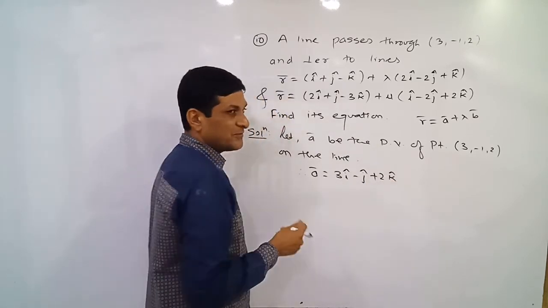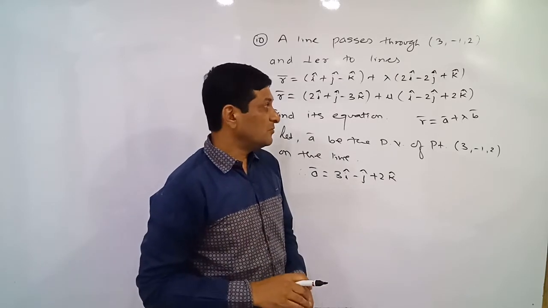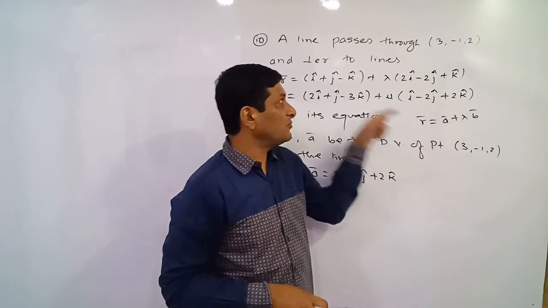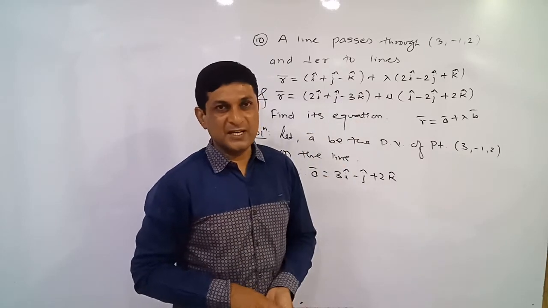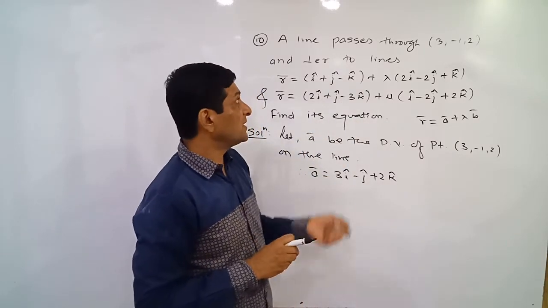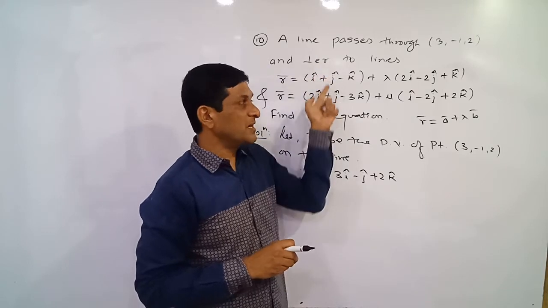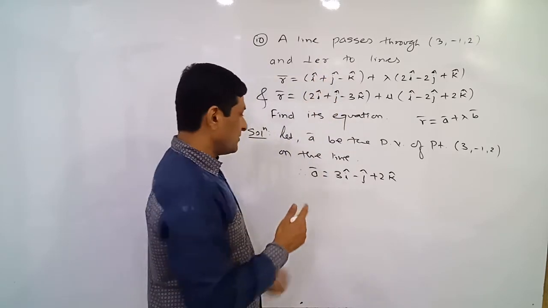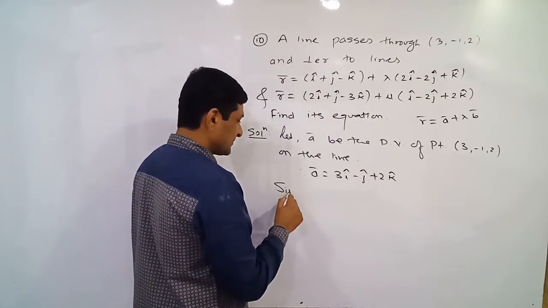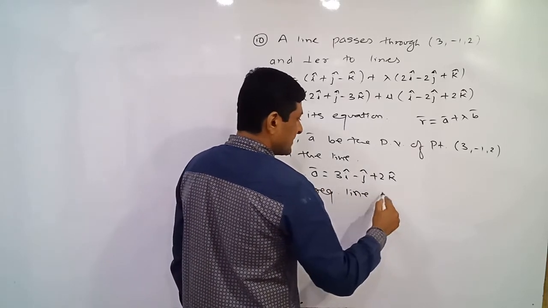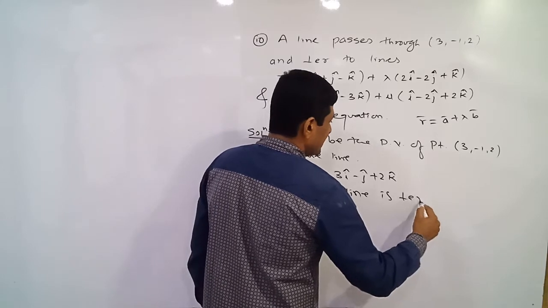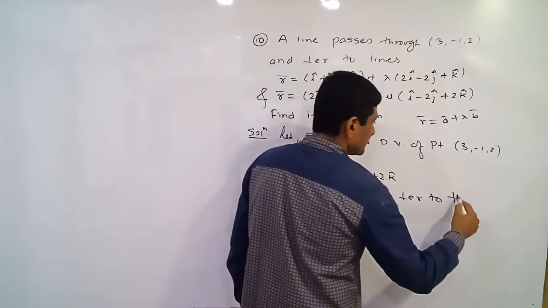Well, once the value of a bar is known to us, now to find out the value of b bar, we have to make use of another condition given in the example. What is the other condition? That our required line is perpendicular to these two lines. So now the required line, since required line is perpendicular to the lines.